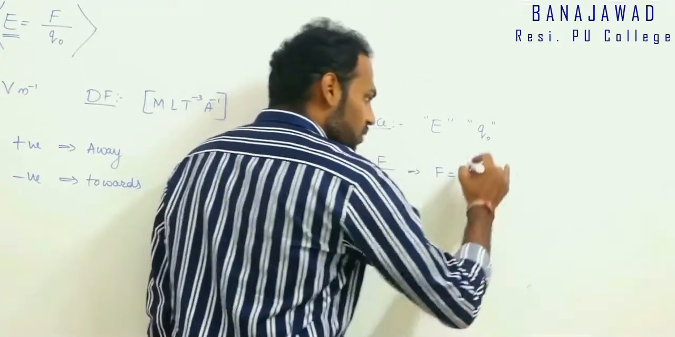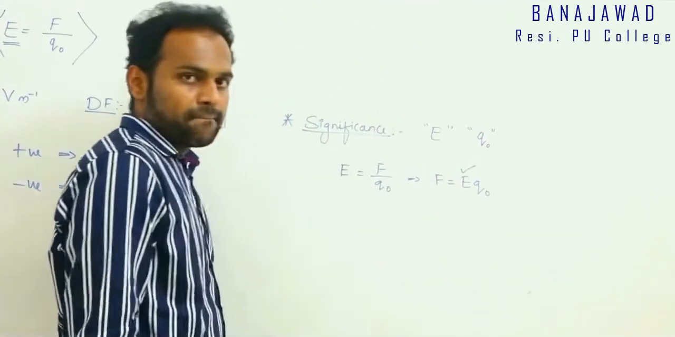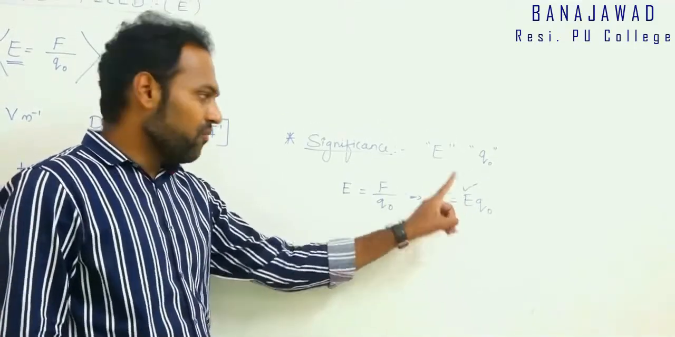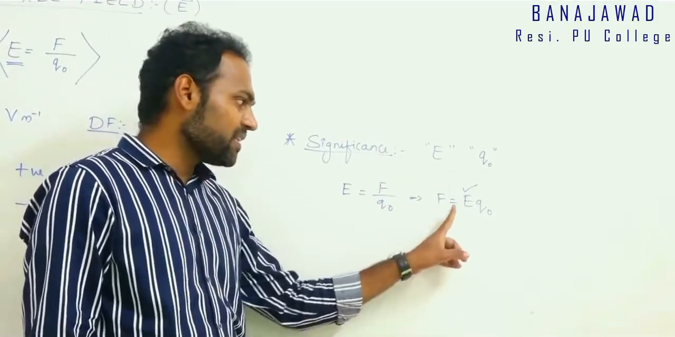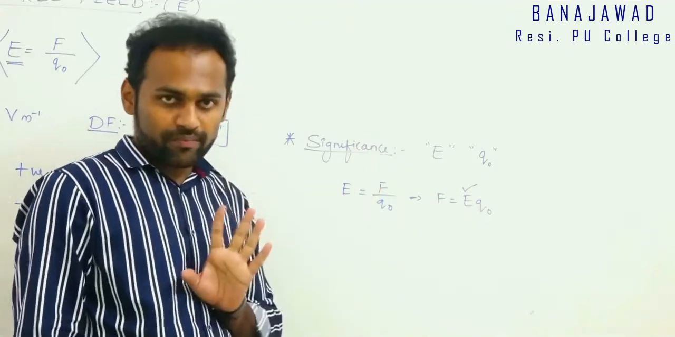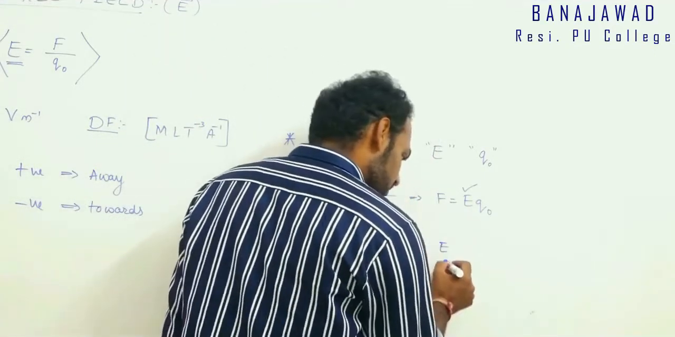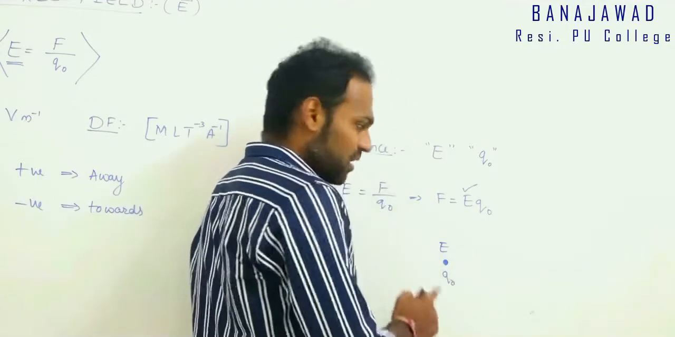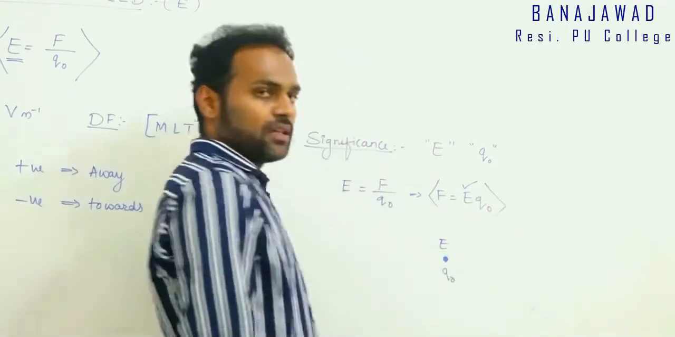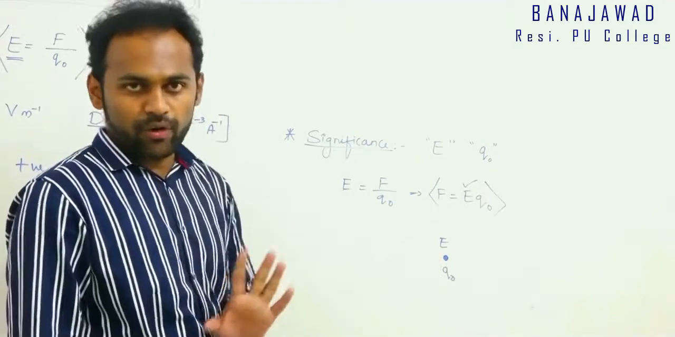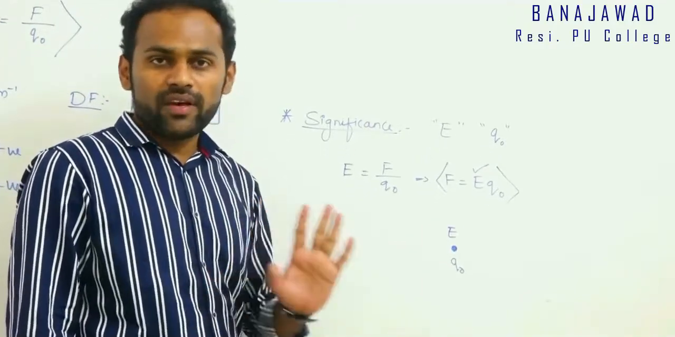It means by knowing the electric field at a point, we can calculate the force experienced by a charge which is placed at that point. At a certain point, if I know how much the electric field is, and if I place a charge called Q0 at that point, then by using this formula we can calculate the force experienced by that charge at that point. That is the significance of electric field.